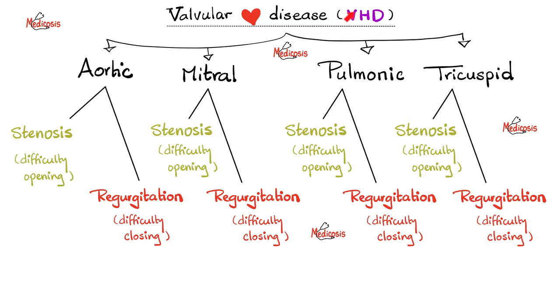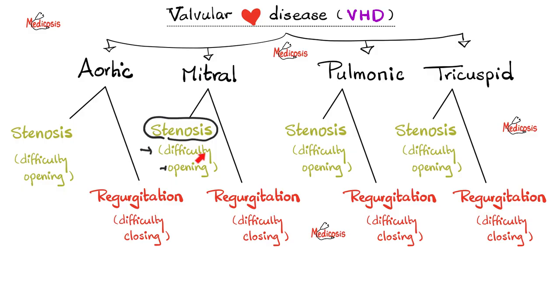So in total, we have 4 heart valves: aortic, mitral, pulmonic, tricuspid. These ones are on the right, these ones are on the left. The mitral and the tricuspid are called atrioventricular valves because they lie between the atria and the ventricles, whereas the aortic and the pulmonic valves are called the semilunar valves. Each one of these valves can have one of 2 diseases: stenosis versus regurg. Stenosis is difficulty at opening, but regurgitation is difficulty at closing. Today we're talking about mitral stenosis, difficulty at opening.